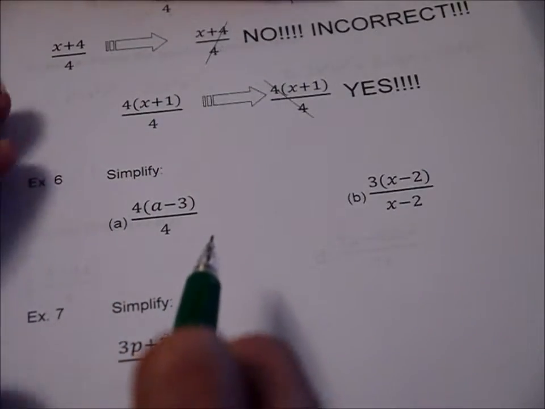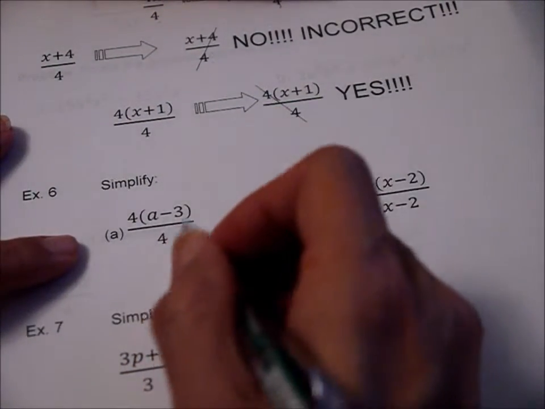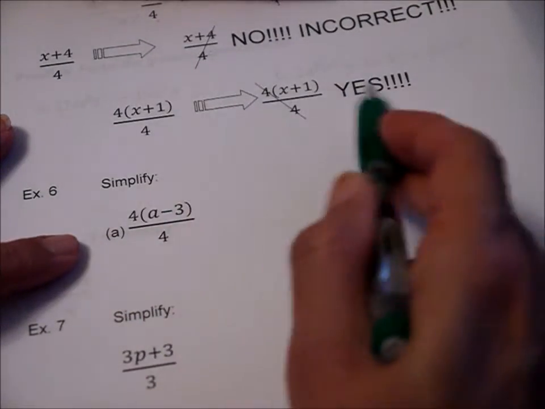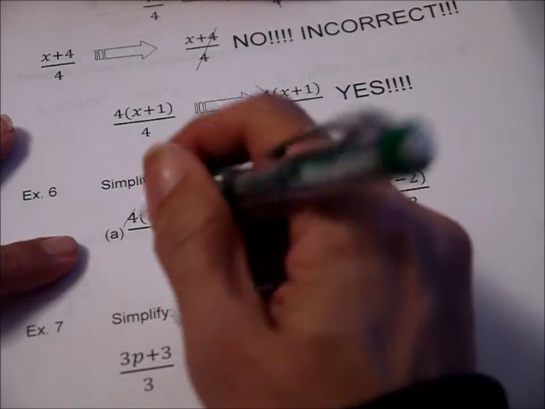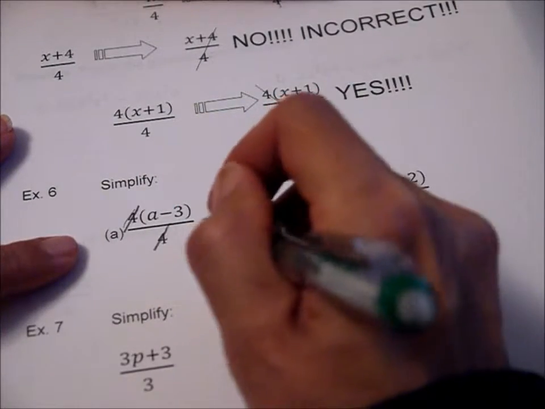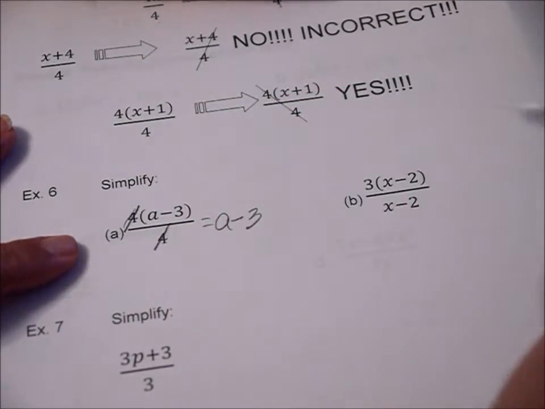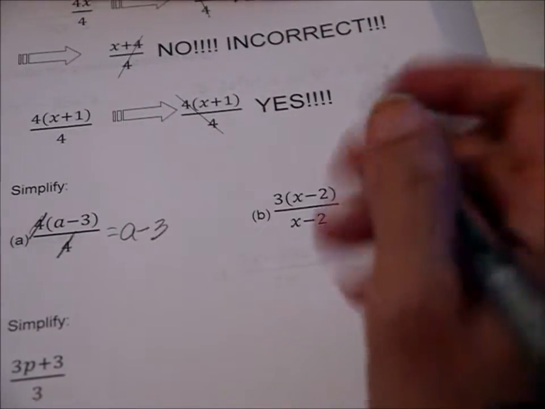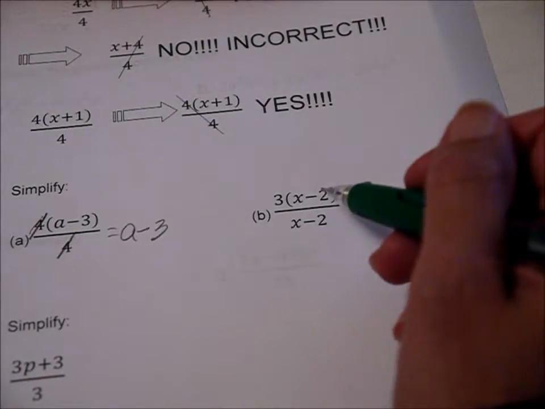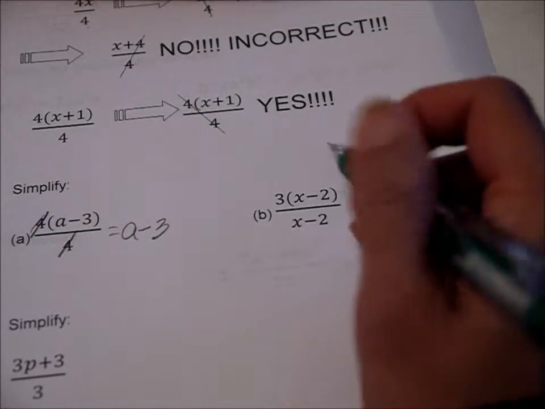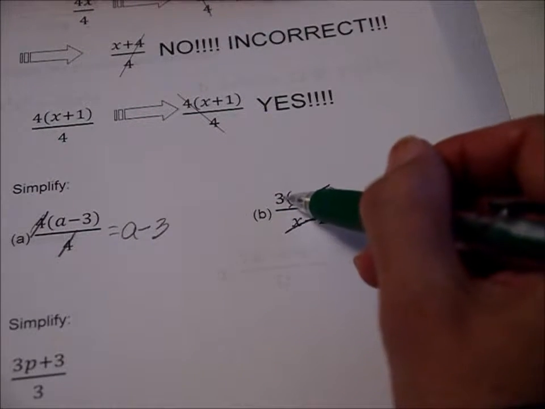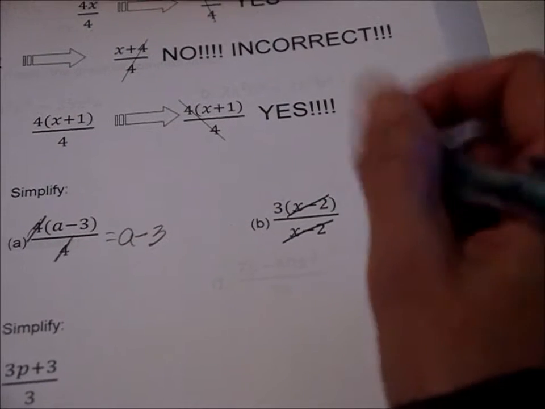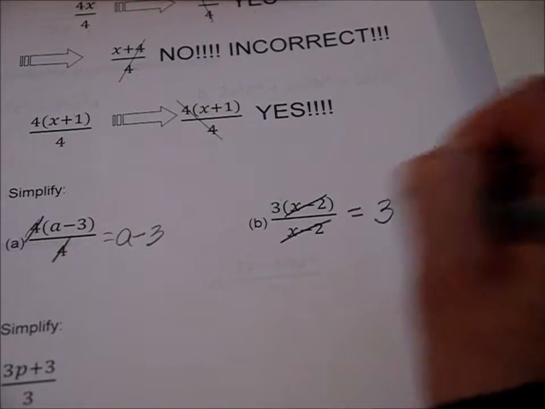So let's look at this down here. Can we cross these out? Yes, this is like this pattern up here. Those 4's can cancel out, and so we get a minus 3. All right, now let's look at this. Can we cross anything out? We can, because we're crossing this whole thing out. And it was joined to the 3 by multiplication, so that is allowed.